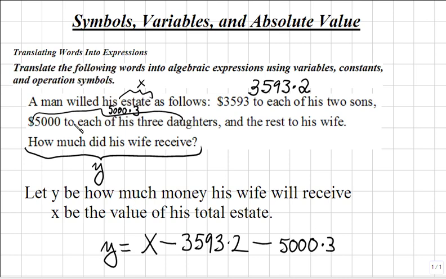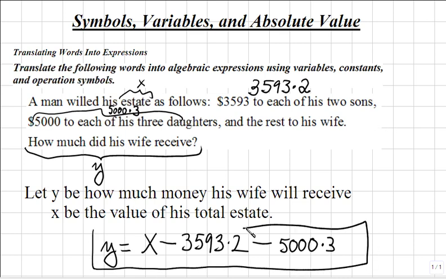So, to represent our situation, our final answer becomes y equals x minus 3,593 times 2 minus 5,000 times 3. That's our final answer.